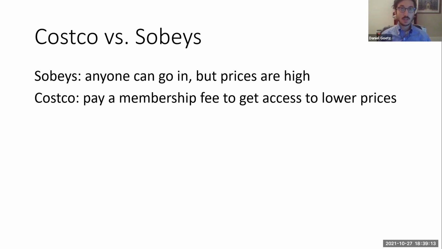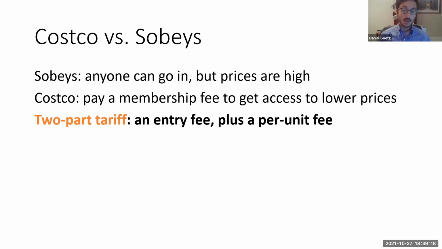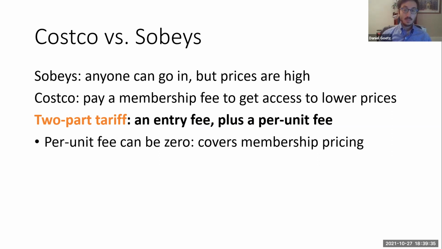What is Costco's pricing strategy called, where you have to pay a fee and then you get access? It's called a two-part tariff. So now we're on a type of pricing strategy where we charge multiple prices for the same unit to the same person. It's multi-part pricing. A two-part tariff is an entry fee plus a per unit fee. At Costco, you still have to pay for the groceries, but that's not always the case with a two-part tariff. Sometimes the per unit fee is zero, right?